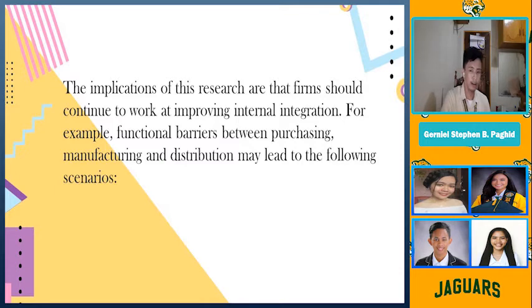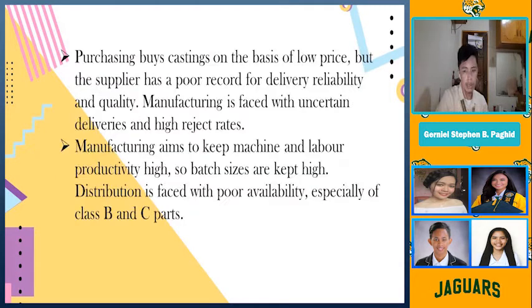For example, functional barriers between purchasing, manufacturing, and distribution may lead to the following scenarios. First is that purchasing buys casting on the basis of low price, but the supplier has a poor record for delivery reliability and quality. Manufacturing is then faced with uncertain deliveries and high reject rates.